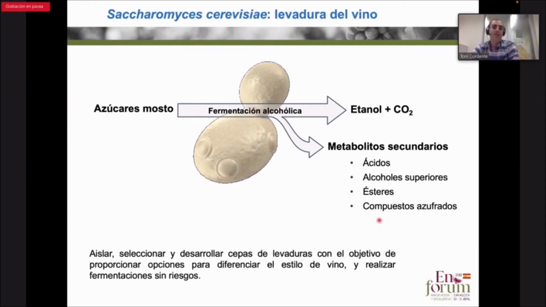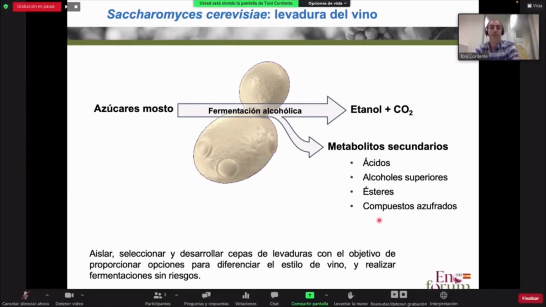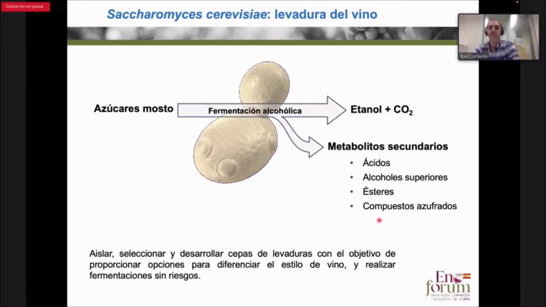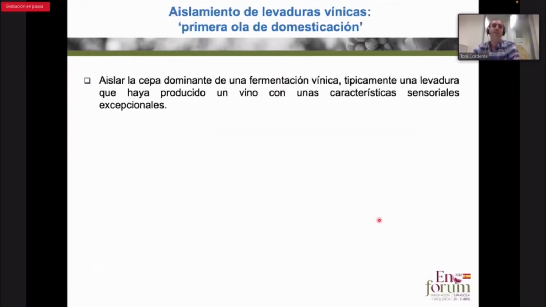I would like to highlight that for over 60 years we have developed and isolated strains of yeast in order to provide options for enologists to differentiate their wines and to have low-risk fermentations. So where do these yeasts come from?